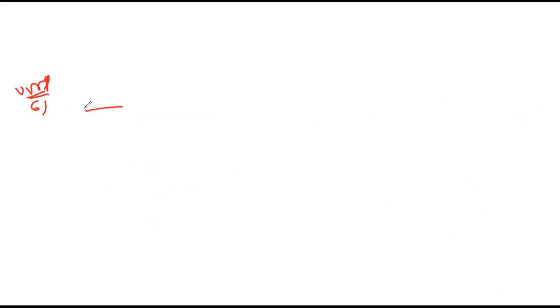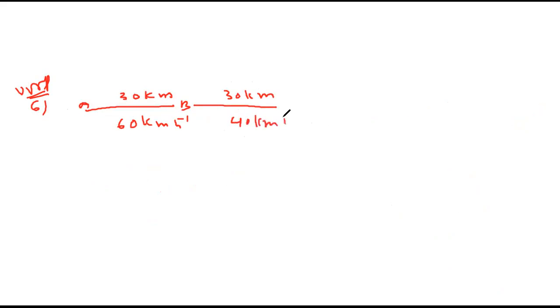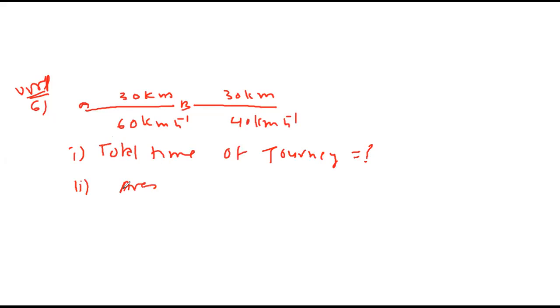A car travels first 30 kilometer with speed of 60 kilometer per hour, and then next 30 kilometer with speed of 40 kilometer per hour. Total time of journey we want, and average speed of car.